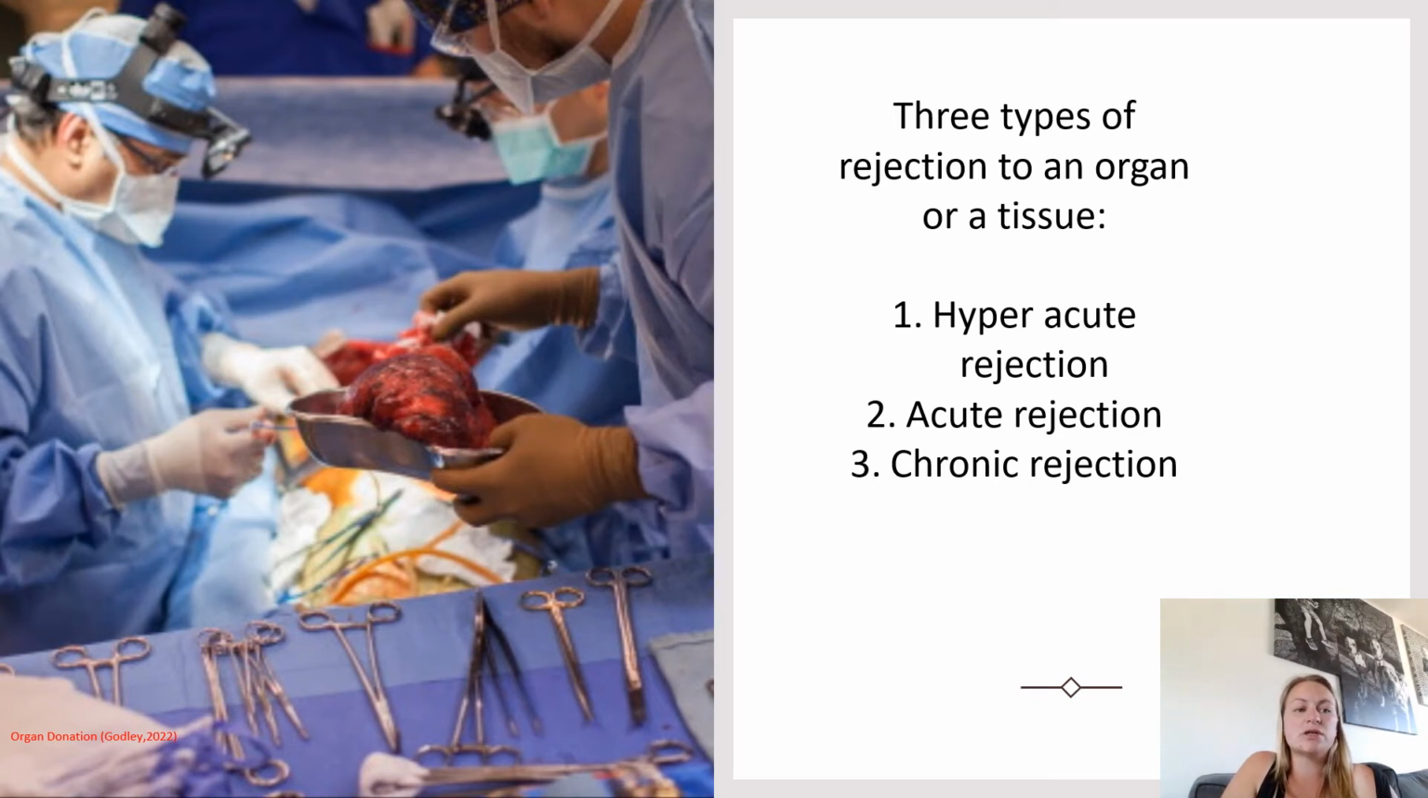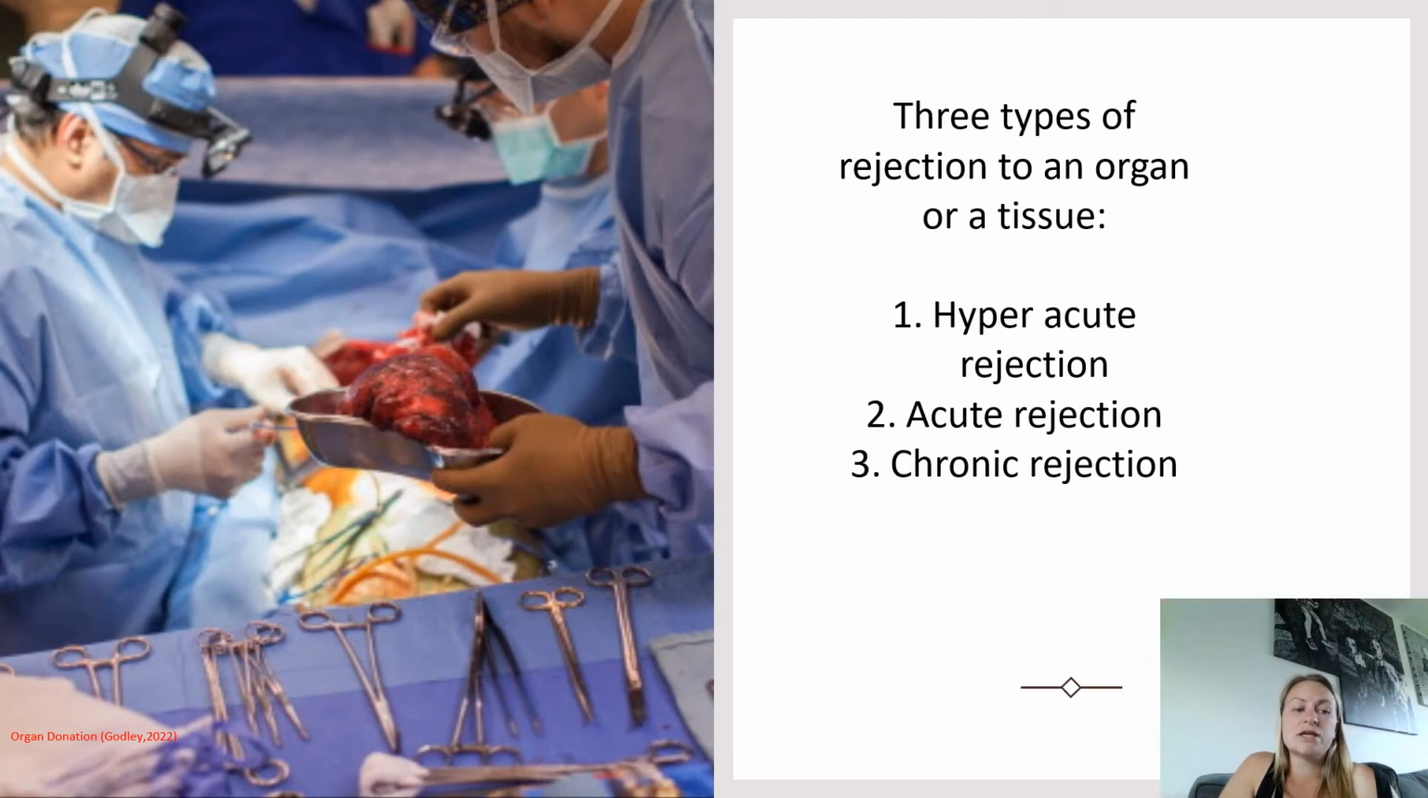Hyperacute rejection occurs almost immediately post-transplantation, where antigens are unmatched. To prevent death, the tissues need to be removed immediately. This reaction is often caused if a person is given incorrect blood types. Acute rejection usually occurs within the first year of transplant, causing an organ to slowly lose the ability to function, which then leads to chronic rejection.